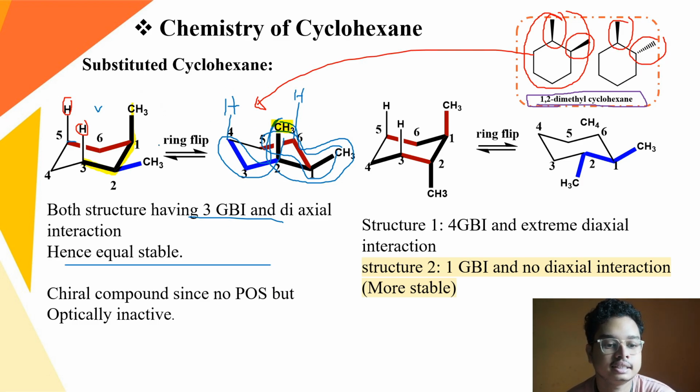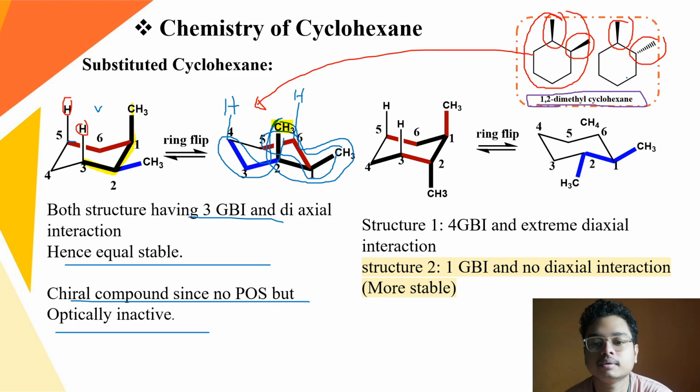Okay, and since this particular conformer doesn't have any plane of symmetry, we can say that this is a chiral compound, but it is an optically inactive compound. Now let us talk about the trans compound.